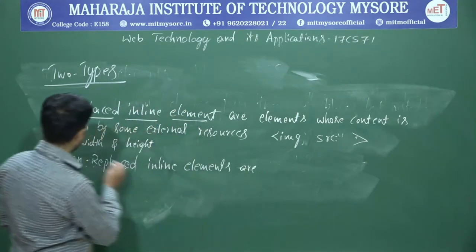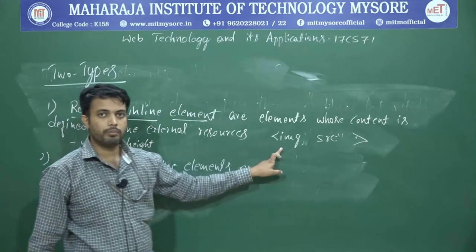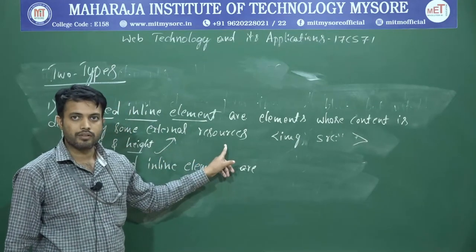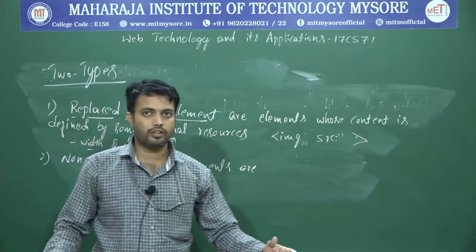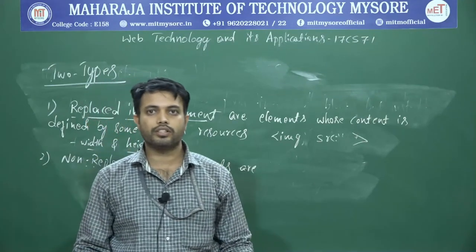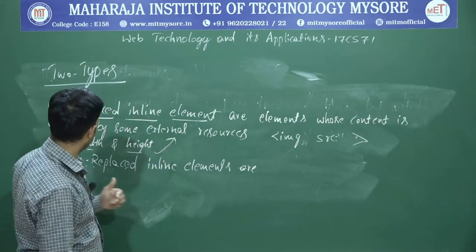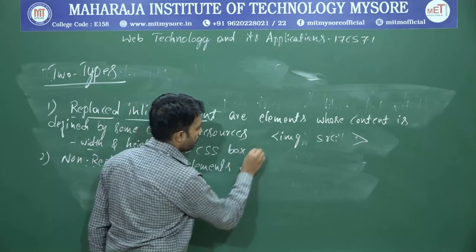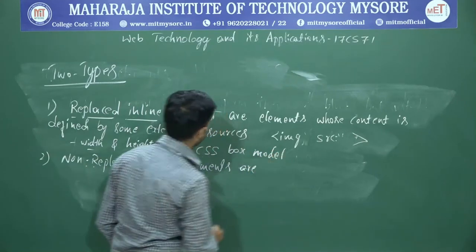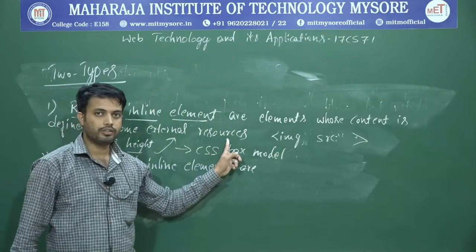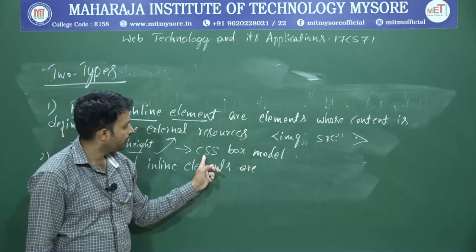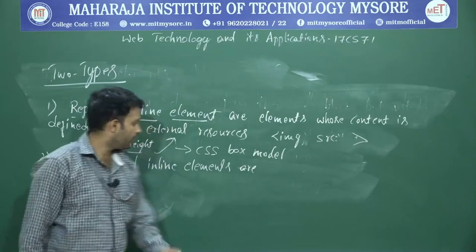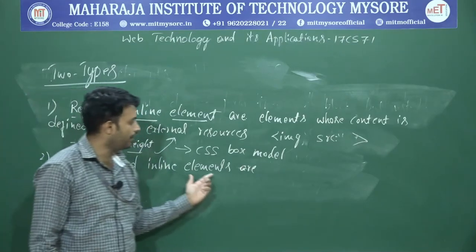And again, the width and height of that image will be defined in an external resource itself. If that image is bigger, then it occupies more size on your web page. And again it follows the CSS box model, since the height and width are defined by external resources.